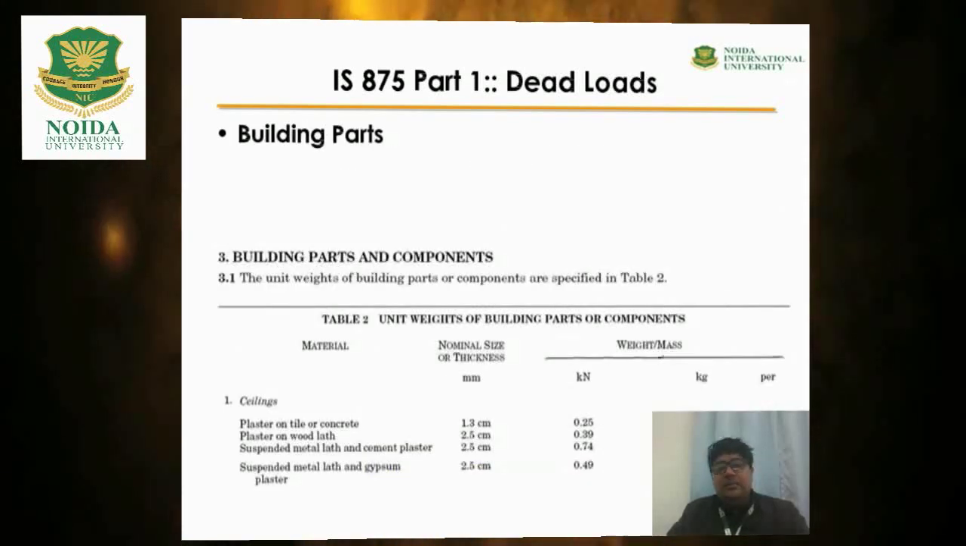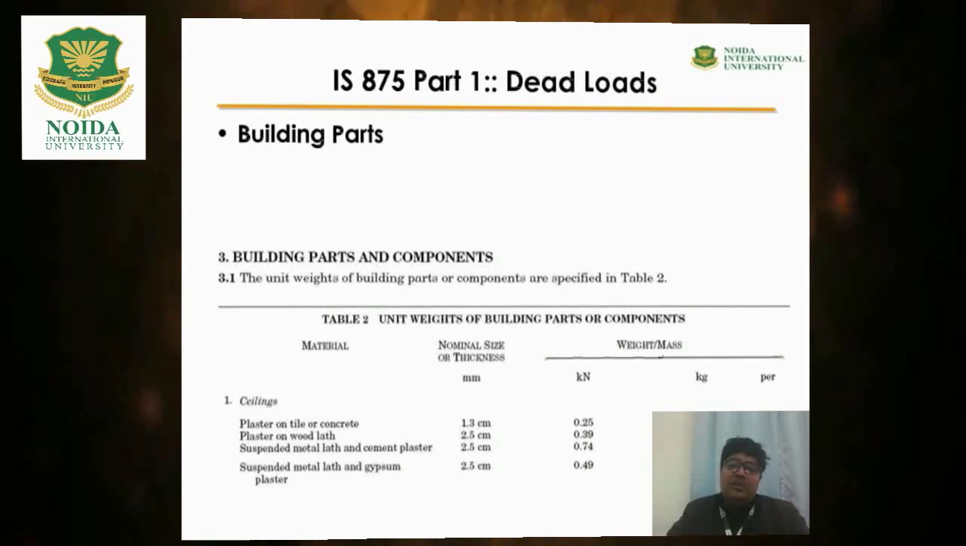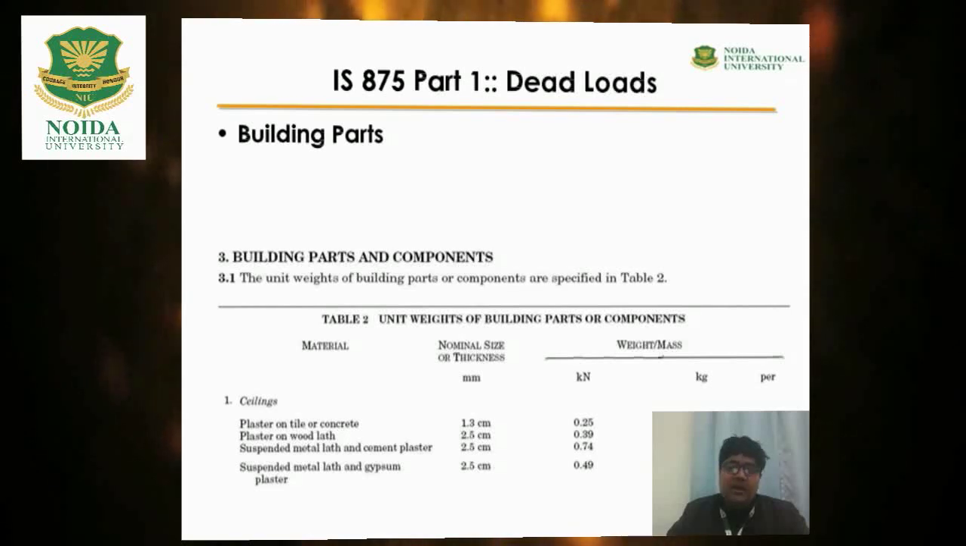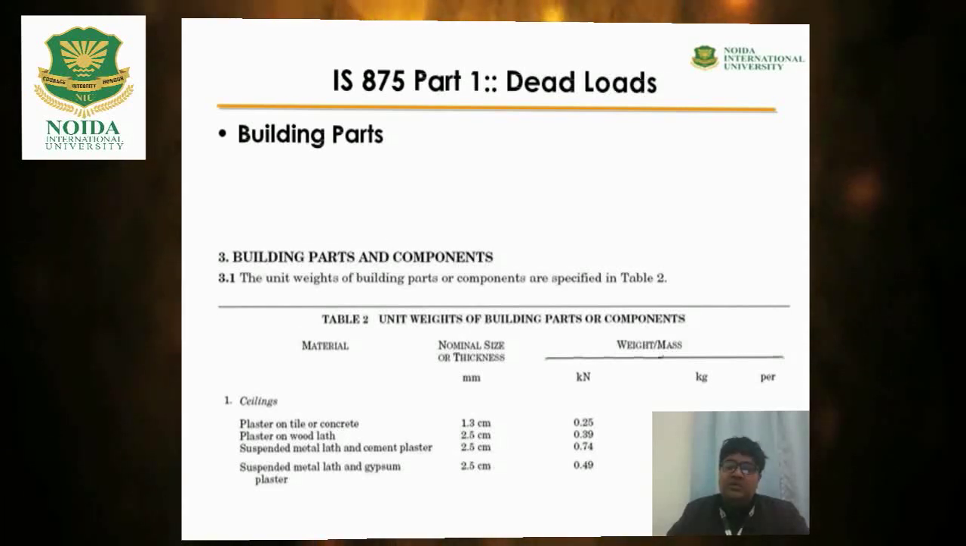Now going further, the building parts. The second scope given as per the IS code is the building parts, which is given in Table number 2 of IS 875, and it talks about the ceiling. If we take an example of building parts, the first one is the ceiling. If the ceiling of the structure or the building or any room has plaster on the tile or the concrete, it will have the nominal size given as 1.3 centimeter. So it will have the weight of 0.25 kilonewtons.